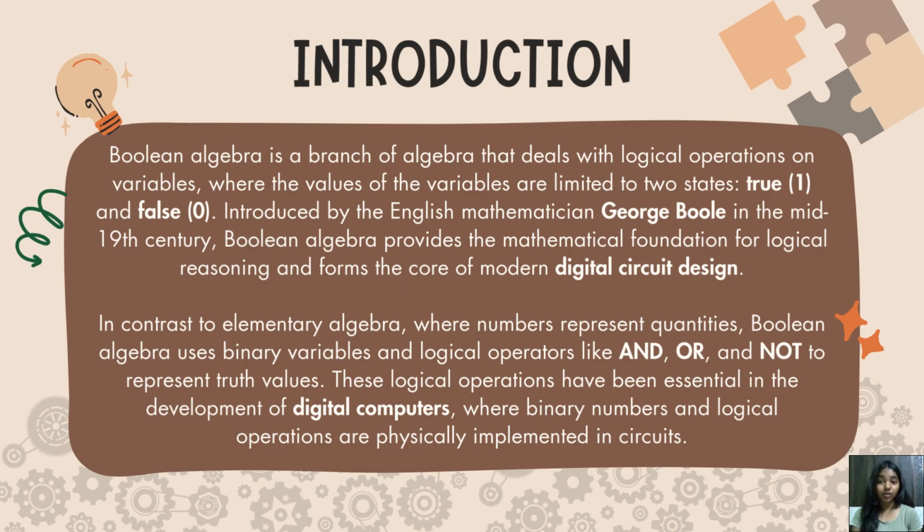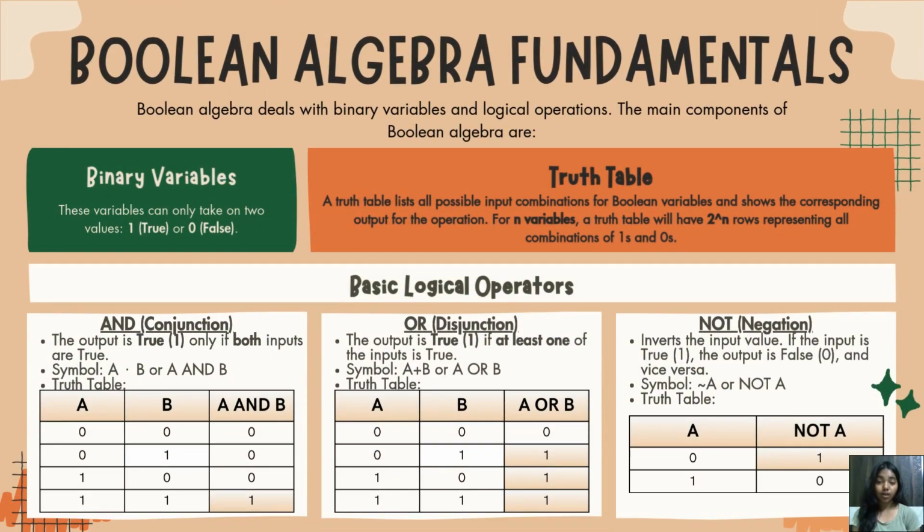In contrast to elementary algebra, where the numbers represent quantities, Boolean algebra uses binary variables and logical operators like AND, OR, and NOT to represent truth values. These logical operations have been essential in the development of digital computers, where binary numbers and logical operations are physically implemented in circuits.